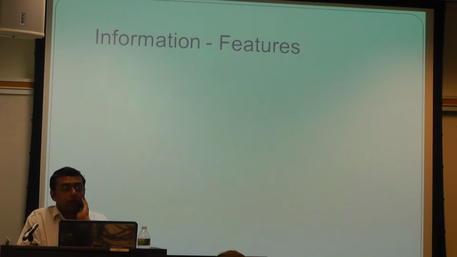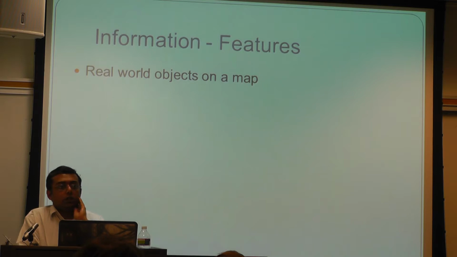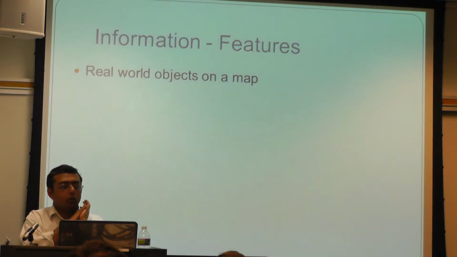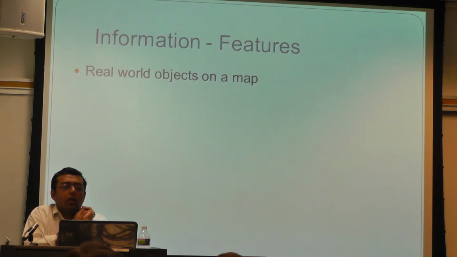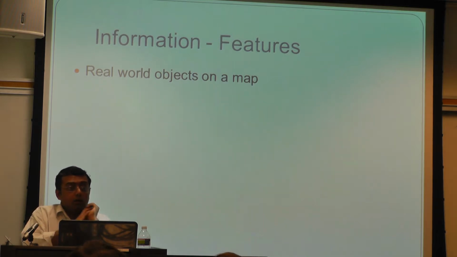There are two kinds of information. One we'll call features. So what are features? Features are, simply put, real-world objects that you put on a map. These objects can be natural, like mountains, rivers, lakes, or they can be more man-made. And those are the ones that we're actually going to use in this workshop.